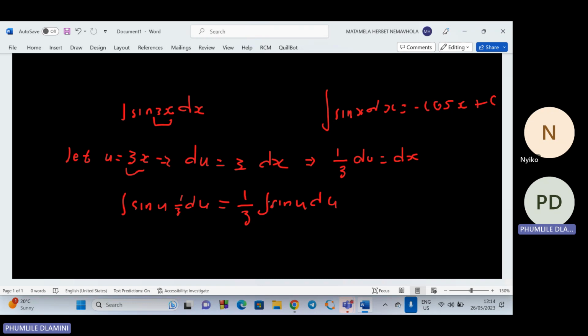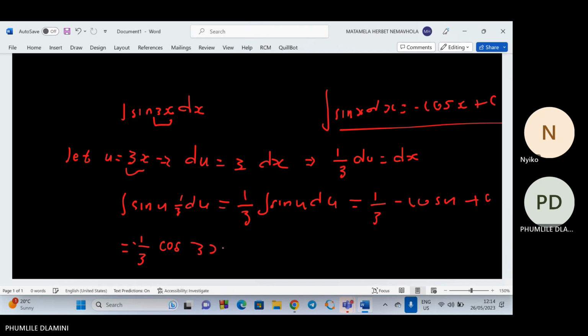Then we're going to be left with 1 over 3 integral of sine u du, and the integral of sine u is negative cos of u. We can also say plus constant. So now I can just substitute back. When I substitute back, this is going to be negative 1 over 3 cos of what? Cos of our u, which we know is 3x, cos of 3x plus c. So that's how simple we can work them out.